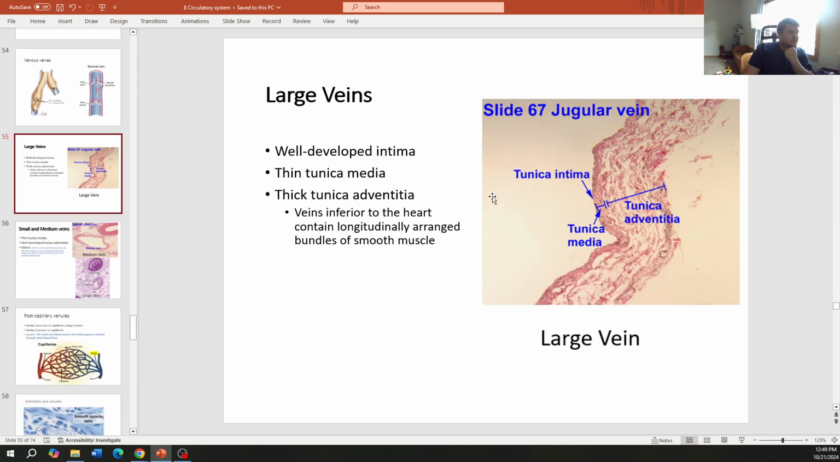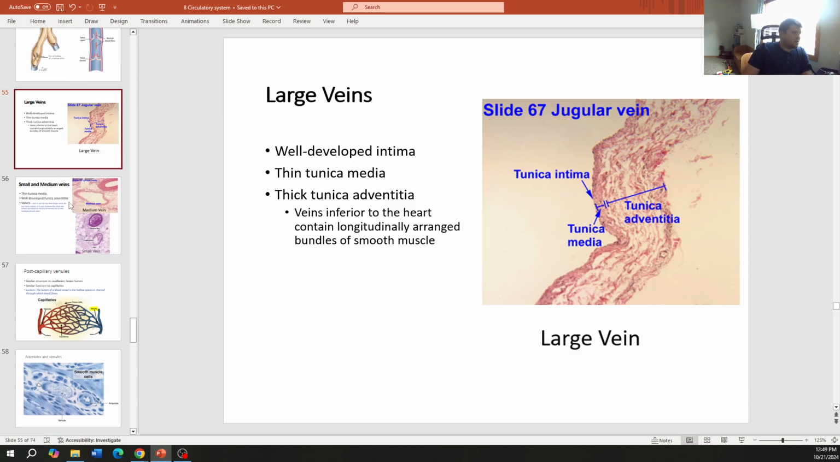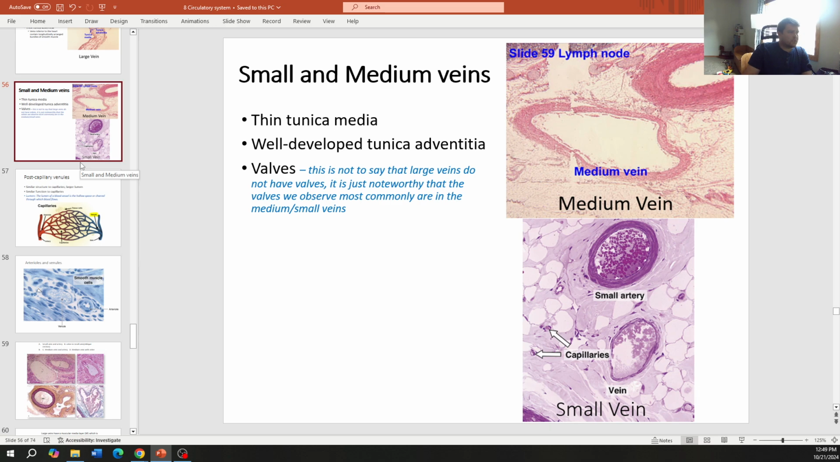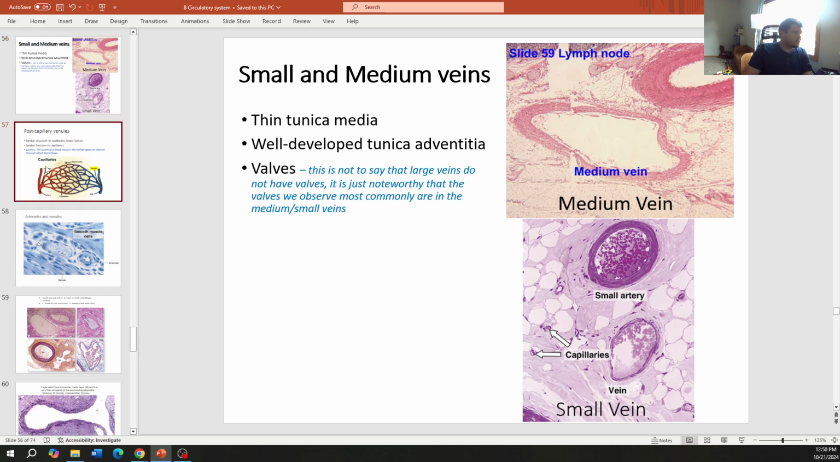We have large veins, a good intima, a thin media, and a thick tunica adventitia. Again, that thick tunica adventitia is because we need to have more vessels running through it to feed that tissue. Our small and medium veins have thin tunica media, well-developed tunica adventitia, the same, and they have those valves. This is not to say the larger ones don't have valves, but the ones we most commonly observe having the valves are the medium and the small ones.